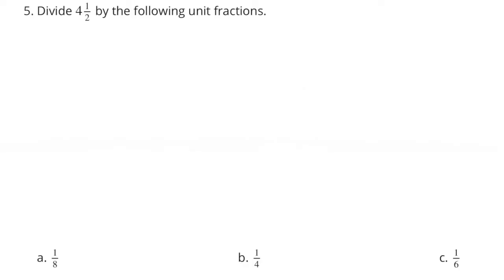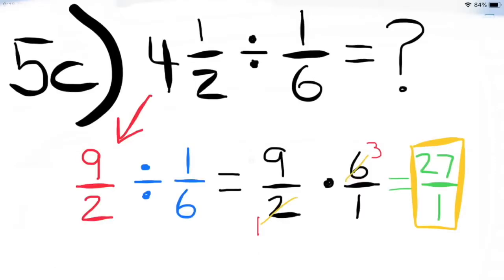C. 1/6. 4½ divided by 1/6 equals what number? Again, 4½ is equal to 9/2. 9/2 divided by 1/6 equals 9/2 times 6/1, which is equal to 27/1. 27/1 is the same as 27. There are 27 groups of 1/6 in 4½.